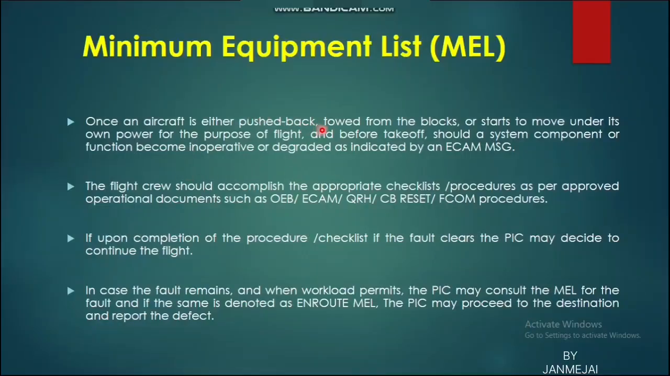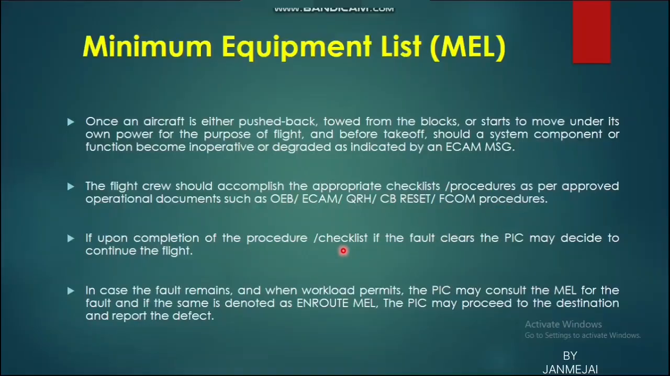Once an aircraft is pushed back, towed from the blocks, or starts to move under its own power for the purpose of flight, and before takeoff, should a system, component or function become inoperative or degraded as indicated by the ECAM message, then the flight crew should complete the appropriate checklist procedure as per the approved operational documents such as OEB, ECAM, QRH, FCOM procedure. So if the door is closed and the aircraft is ready to move under its own power, the captain will follow these documents to see whether it can be resolved or not.